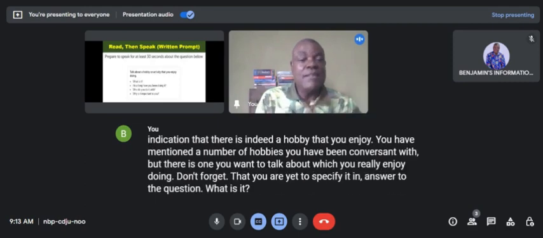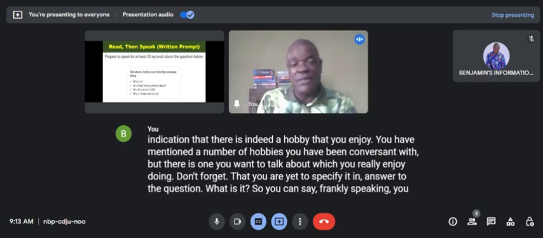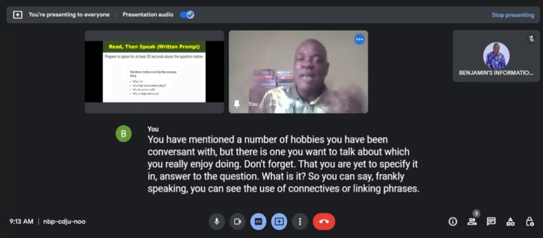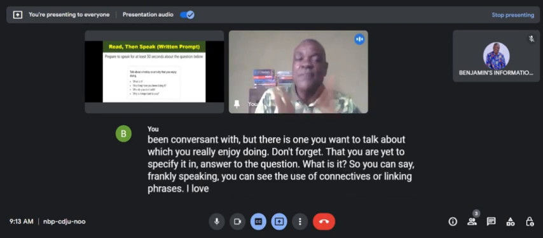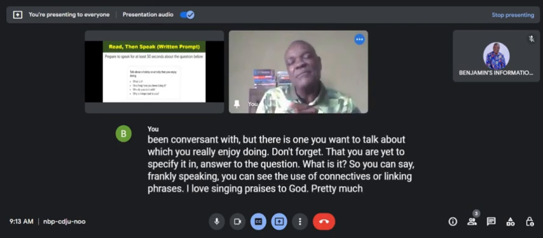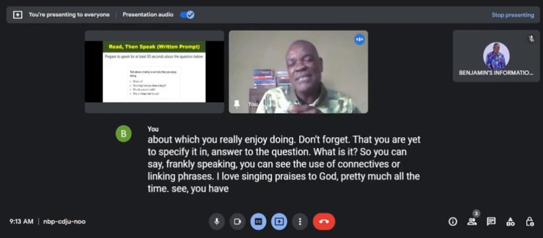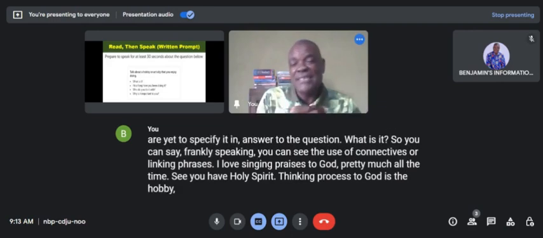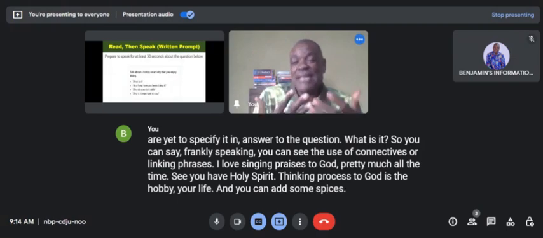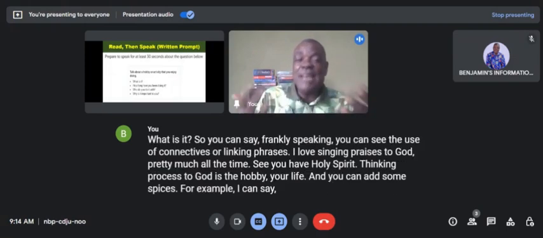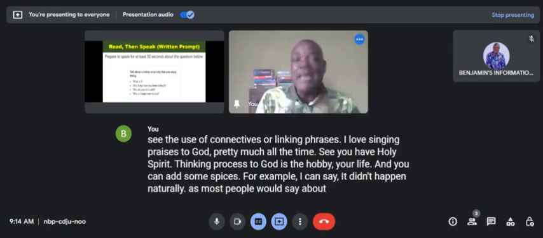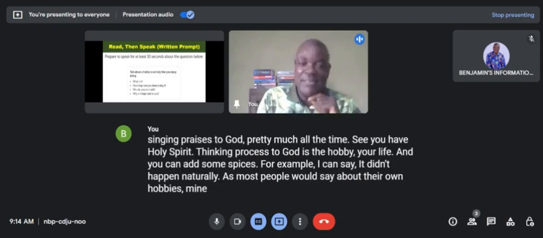So you can say, frankly speaking, you can see the use of connectives or linking phrases. I love singing praises to God pretty much all the time. See, you have called a spade a spade. Singing praises to God is the hobby you like. And you can add some spices. For example, I can say it didn't happen naturally, as most people would say about their own hobbies. Mine happened supernaturally, I must say.